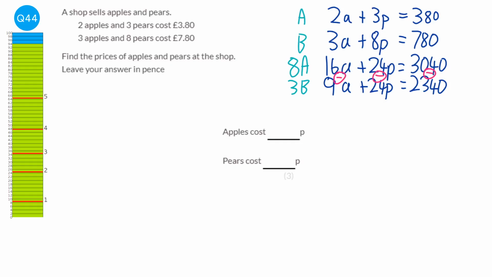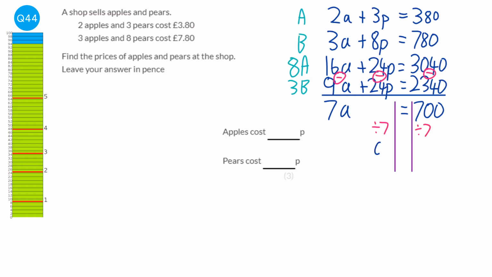So we're going to start off by doing, and I can just do a little line here to show what we're doing. So we're subtracting going downwards, and we're going to do 16a take away 9a, which will be 7a. 24p take away 24p, which is nothing, which is why we did that, is to eliminate them. And then 3040 take away 2340 will be 700. Then I can put my lines in, and all I need to do now is just divide both sides by 7, and I get A equals 100. So we know that apples cost 100, or £1.